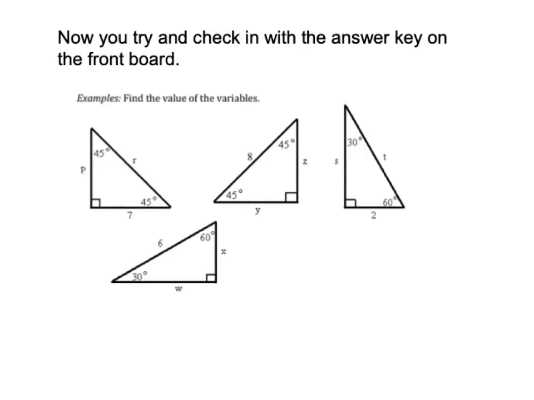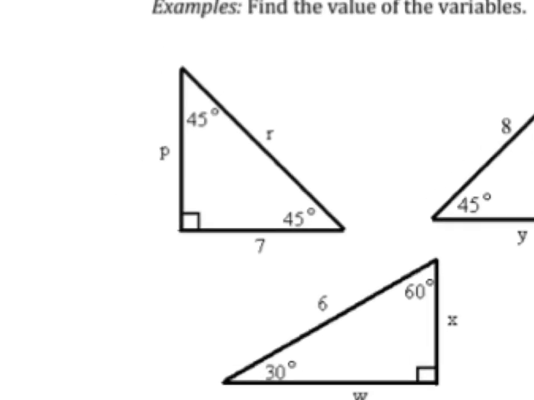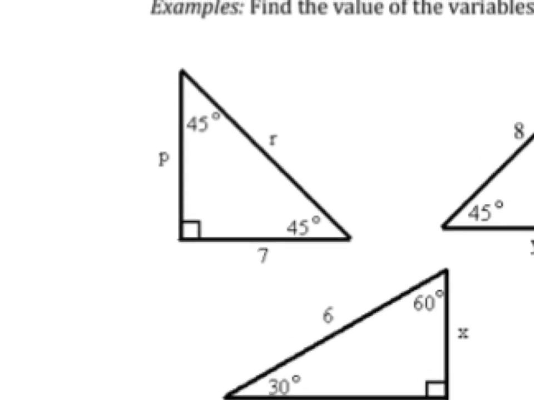So we just have four more examples here to go back through and practice a little bit. On the first one, we have 45, 45, 90 again. And if you notice, it's giving us a leg one more time. So we know if that's 7, P is also going to equal 7. And if those two sides are 7, the hypotenuse is just the leg times the square root of 2.